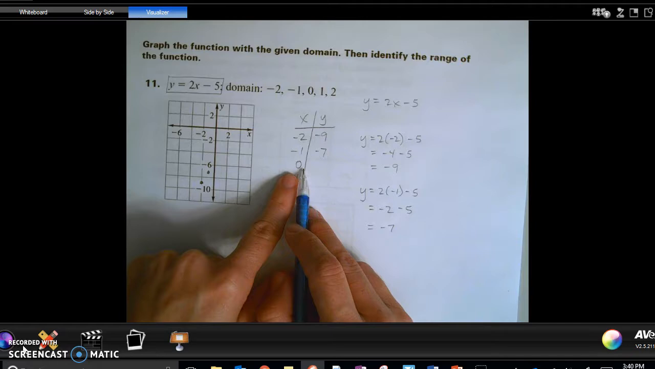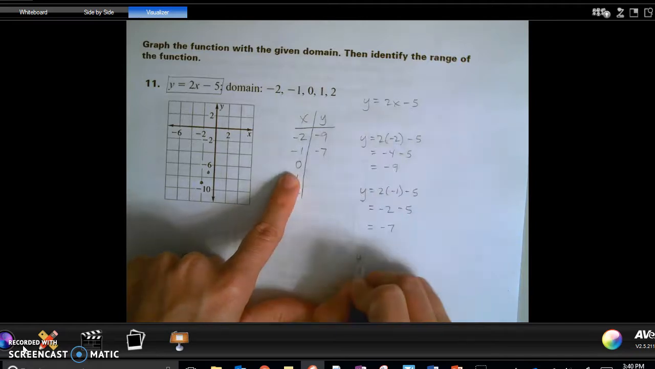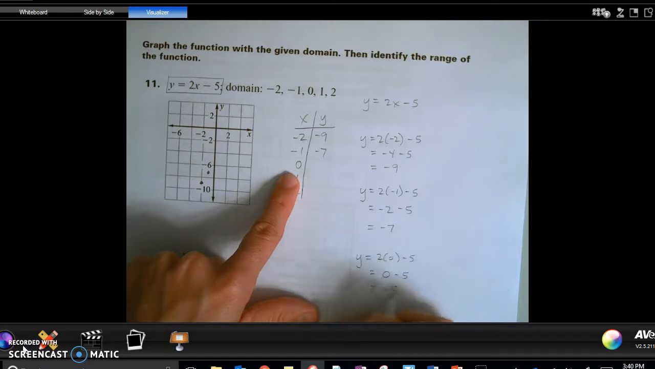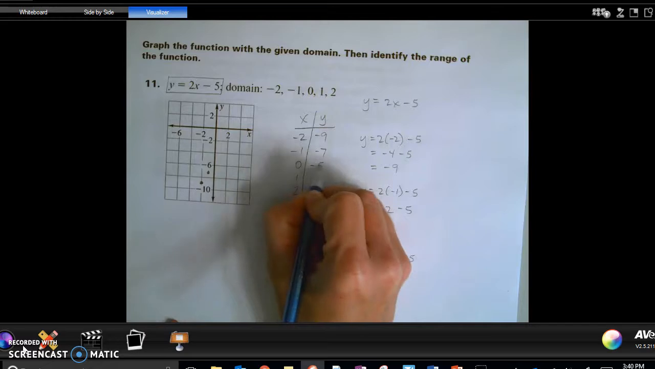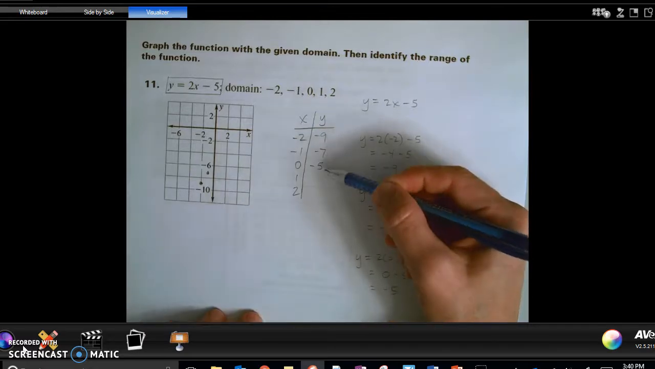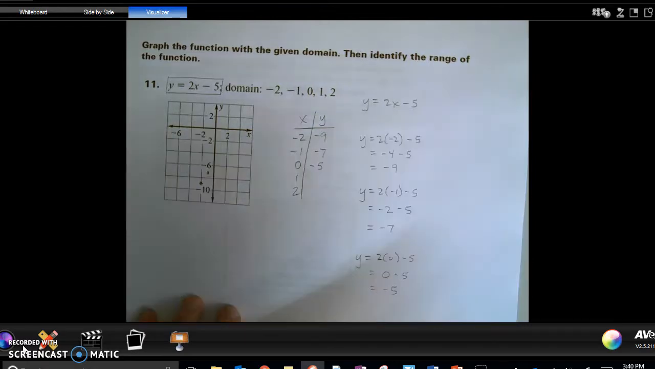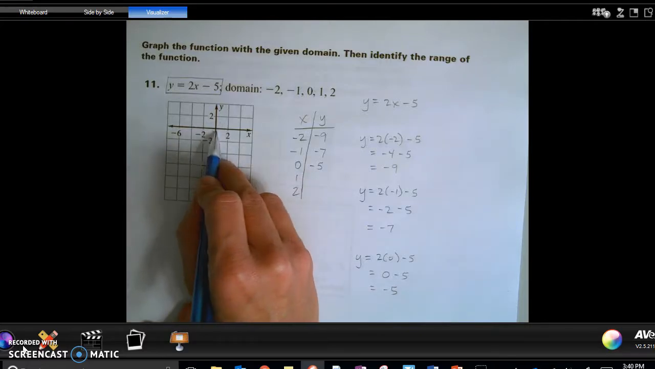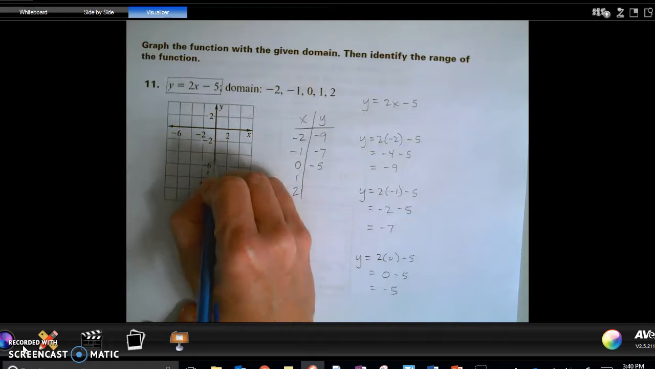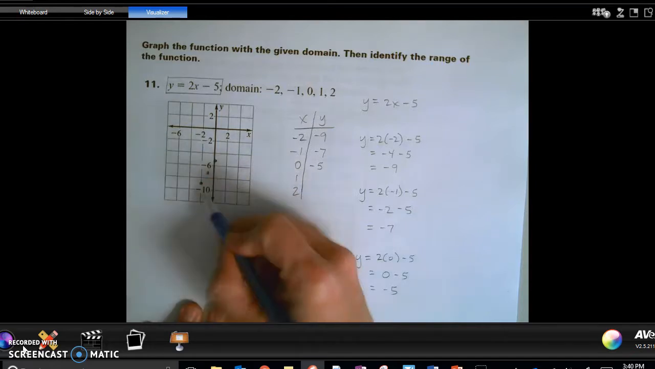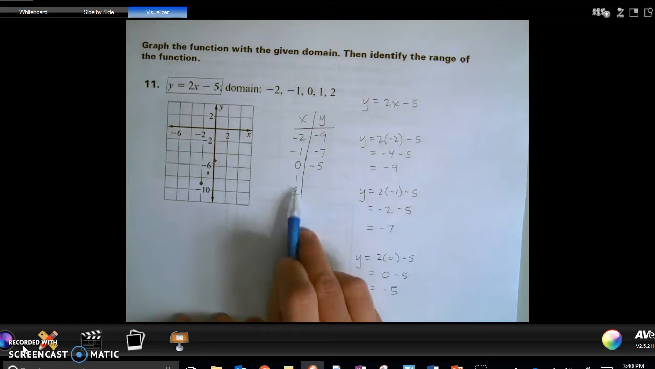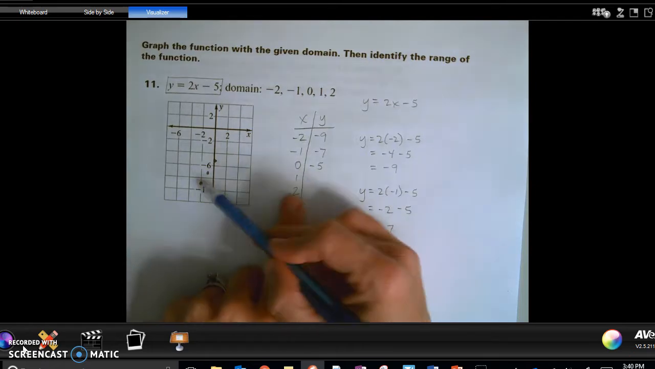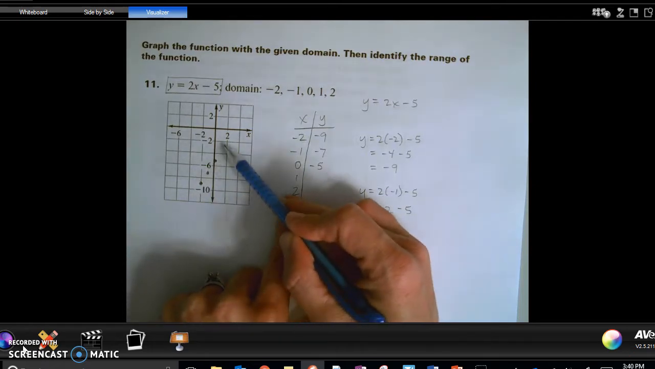So next I will substitute 0 into my function. So I will put 0 in for x. 2 times 0 is 0. 0 minus 5 is -5. And I'm noticing my y values are increasing by 2. So I definitely seem to be following a pattern. To plot this point, I'll start at the origin, go over 0, and down 2, 4, 5. So I can definitely see a consistent path. As I substitute my last values, I will look for this line to move into quadrant 4.